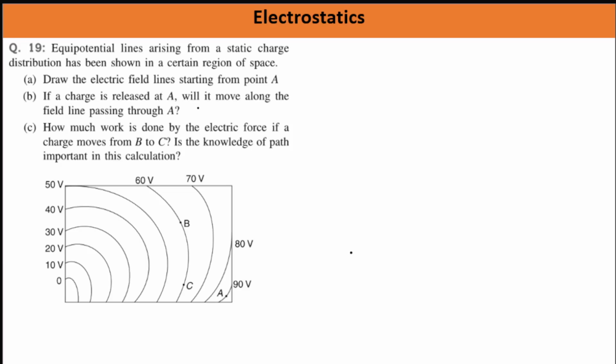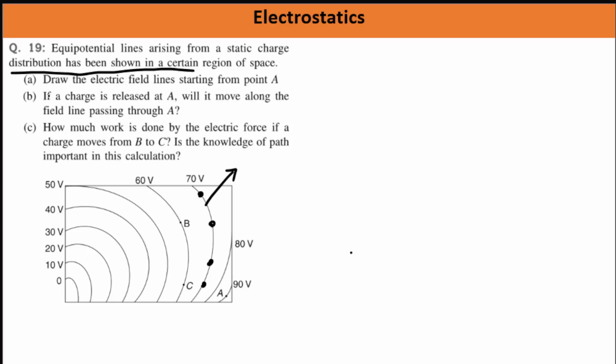Let us for now look at this one. And what is said in here: equipotential lines arising from a static charge distribution have been shown in a certain region of space. So the curved lines you see here are basically equipotential lines. Equipotential lines means, suppose you choose this line, then at each point on this line, potential is going to be the same. So here 70 volt, here also 70 and so on.